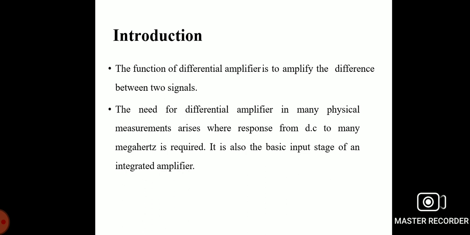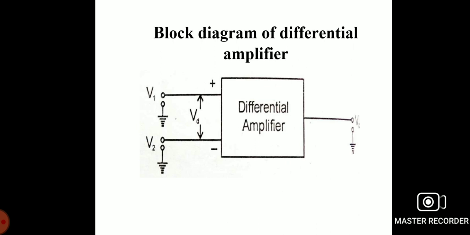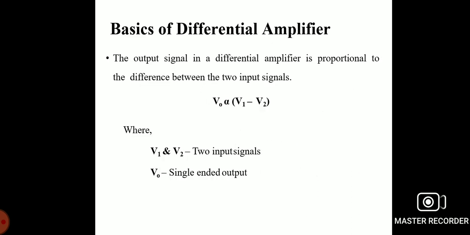Now we can move to the block diagram of the differential amplifier. The amplifier stage has two different inputs, V1 and V2. We have to consolidate the difference voltage and amplify it, so that the output is a single output voltage.